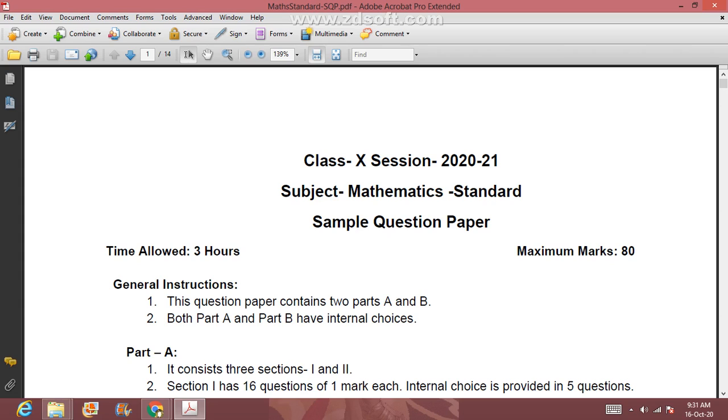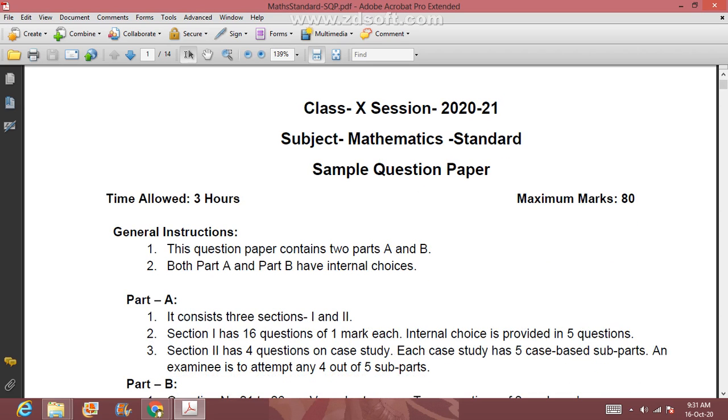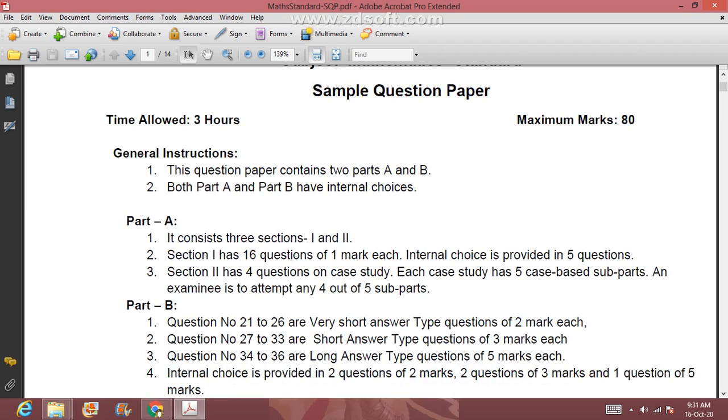This is the class 10th, session 2020-21, subject mathematics sample question paper. Time allotted is 3 hours and maximum marks 80. So I think these things are the same only. Time is not going to change and total number of marks are not going to change. So these are some instructions before going to see the questions.